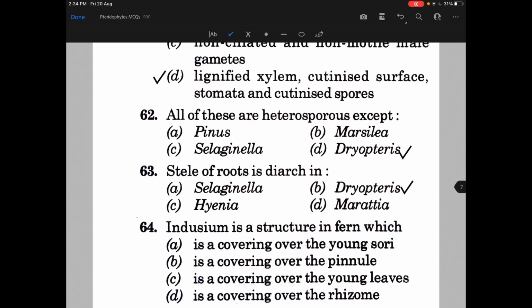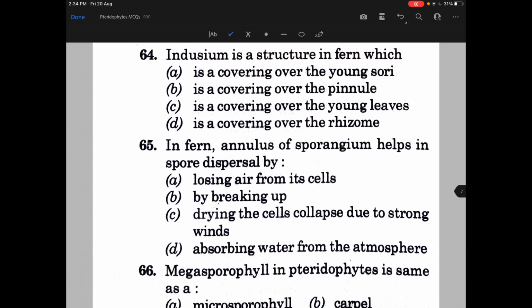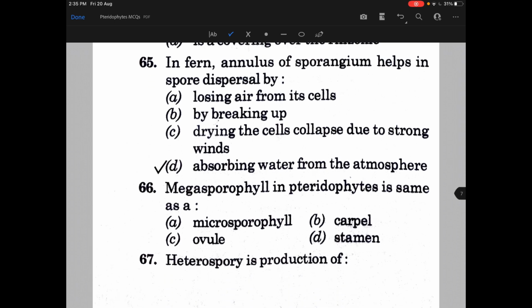Next, indusium is a structure in fern which is dash. The answer is A, that is it is a covering over the young sori. In fern, annulus of sporangium helps in spore dispersal by dash, and the answer is D, that is absorbing water from the atmosphere.